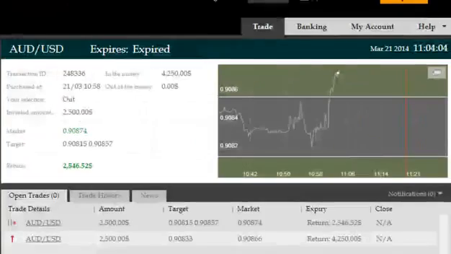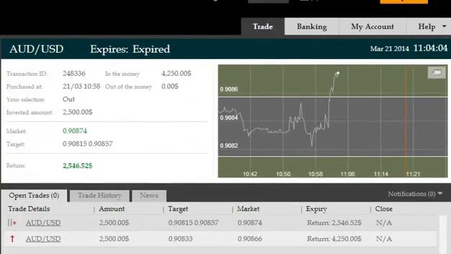That's two profitable trades, one closed early and one through to completion using ITM Genesis Elite to time everything perfectly.